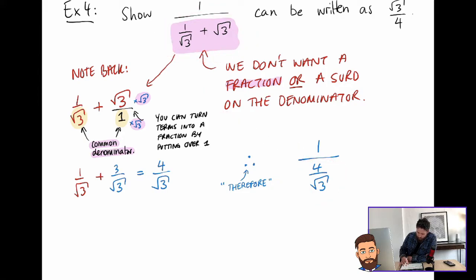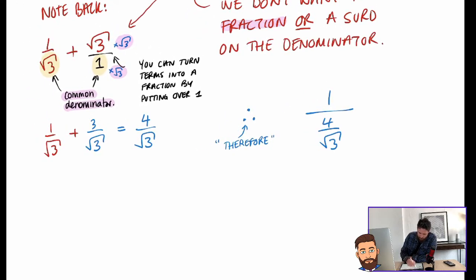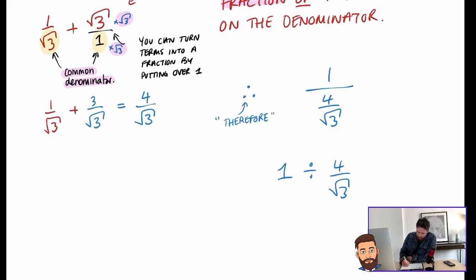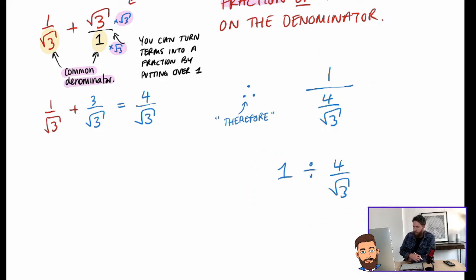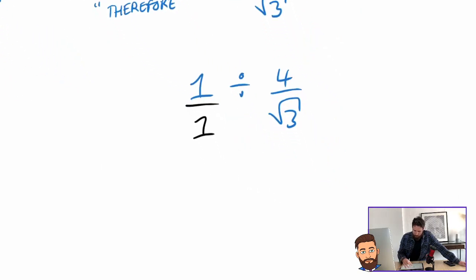Well, what do we know about fractions? Now you need to know about dividing fractions. This technically says we could write this as 1 divided by 4 over root 3. Okay, that's what that says. That and that are exactly the same thing. We're going to use that same technique. We've got a fraction and a whole number. We would rather have them both fractions, so I can write 1 as 1 over 1 to turn it into a fraction.